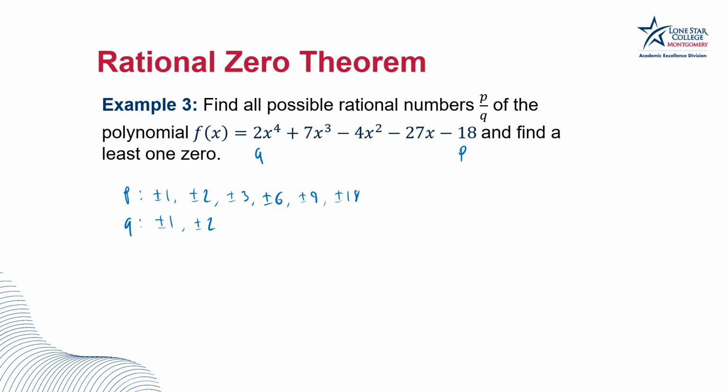But now, using the rational zero theorem, we actually want p over q. So how this works is you take every possible p, you put it over every possible q. The good thing is our q is only two numbers, 1 and 2. So you would have every p over 1, which would be the original p's again, because it'd be 2 over 1, 1 over 1, 3 over 1, so on.